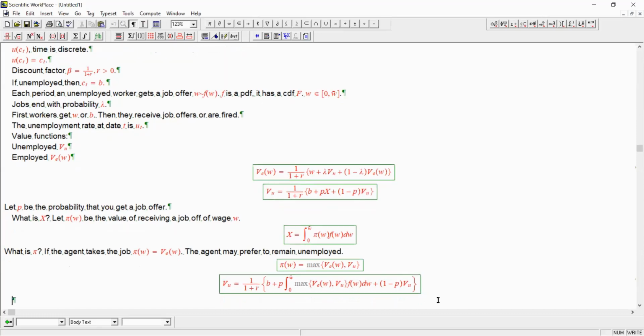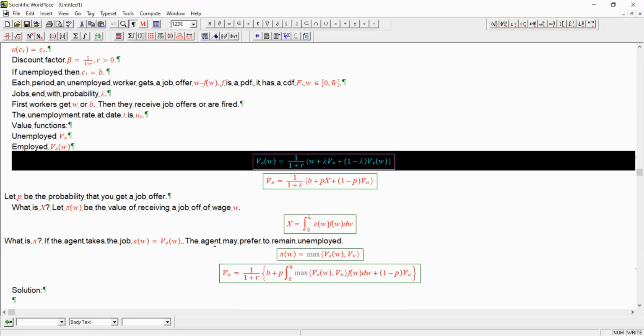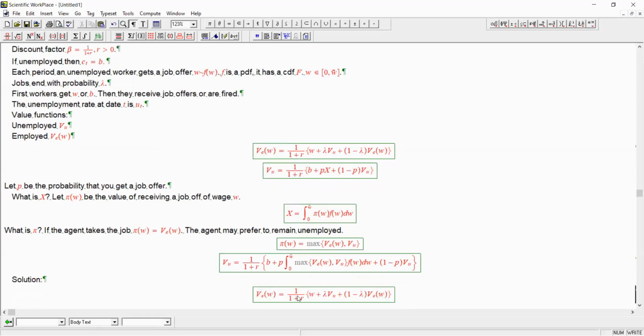What's the solution to this problem? Well, we can rearrange this very easily to obtain that V of E is equal to W plus lambda V of U, all over lambda plus R. That's straightforward. Just multiply both sides by 1 plus R. Then the 1 here is going to cancel with the 1 here. And rearrange, you get this.